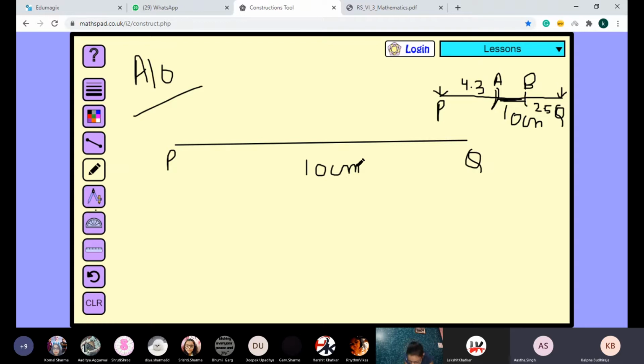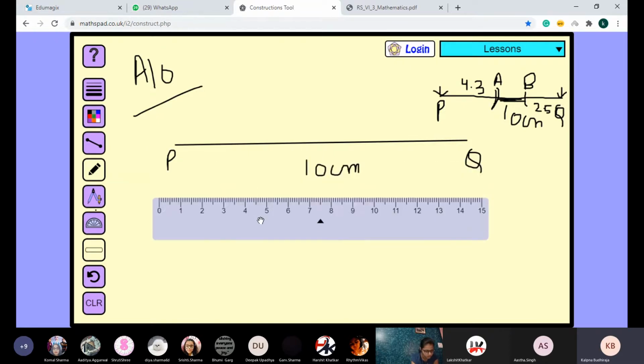Beta, you have to first draw PQ of 10 centimeter. Then two portions have to be taken out. Two portions are going to be cut out using compass. Now observe how I am doing it. You will take a scale, okay, Astha.